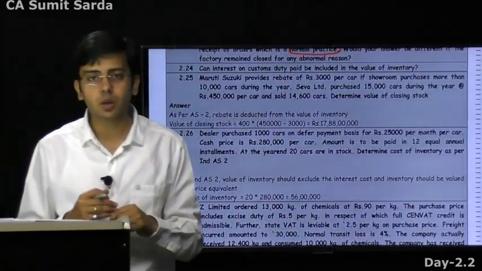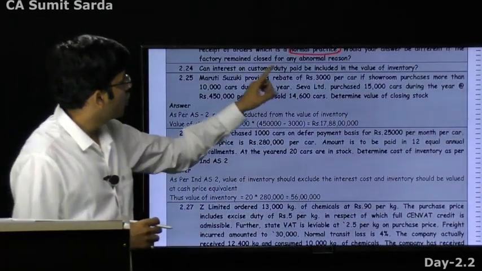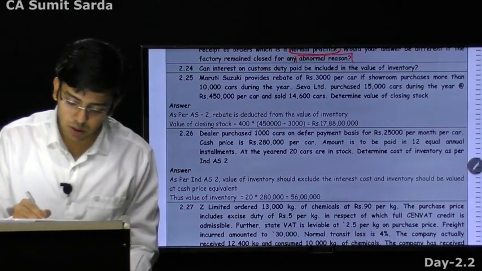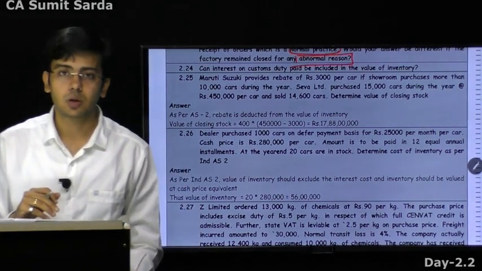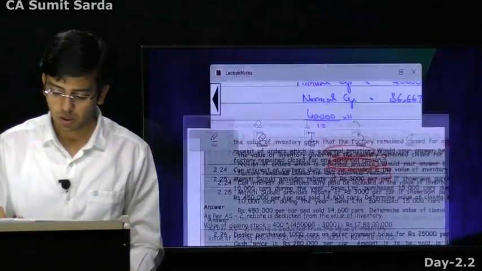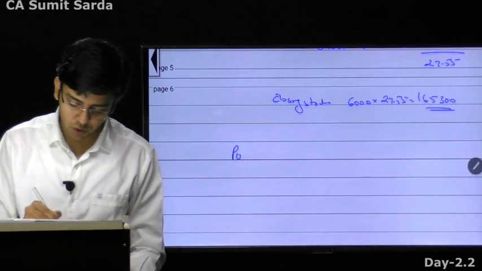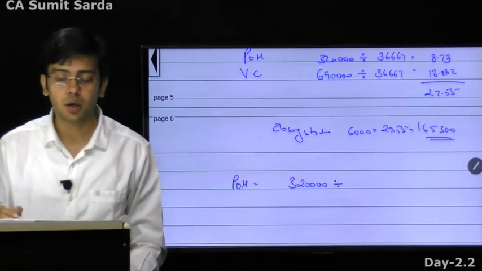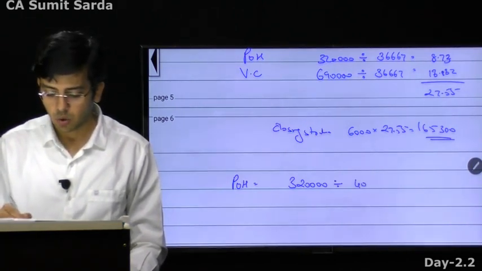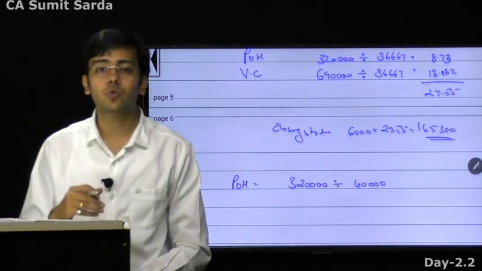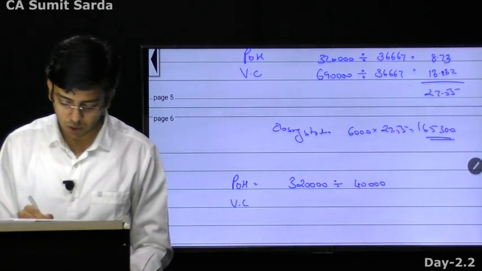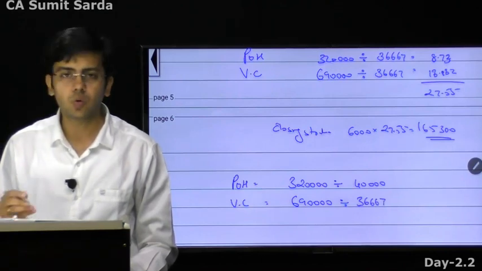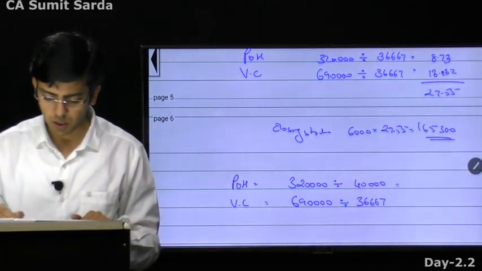Okay, now I'll read the question a bit more ahead. Would your answer be different if the factory remained closed for abnormal reasons? For abnormal reasons, that means the 1 month that the factory was closed was due to abnormal reasons. Okay, that means production overhead, the fixed overhead of 3,20,000 given in the question should be divided by normal capacity, which will be 40,000 because factory was closed for abnormal reasons. And variable cost 690 will be divided by always actual production, because variable cost is always on per unit price that you have actually incurred.